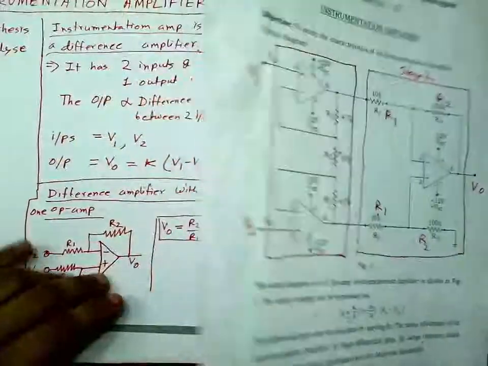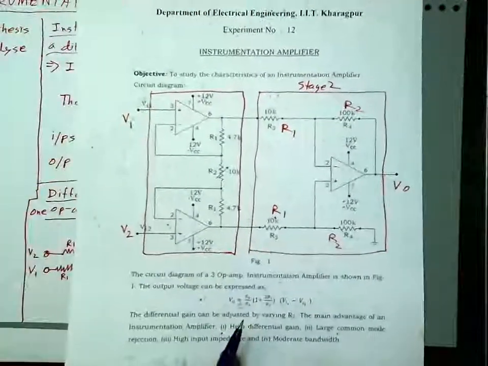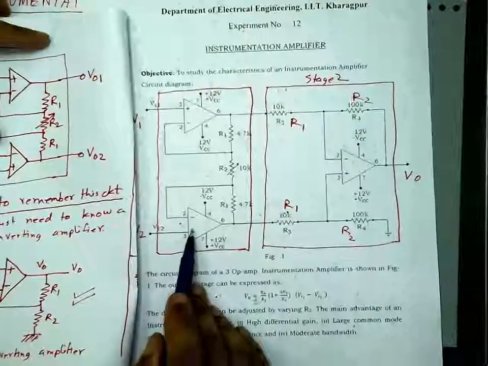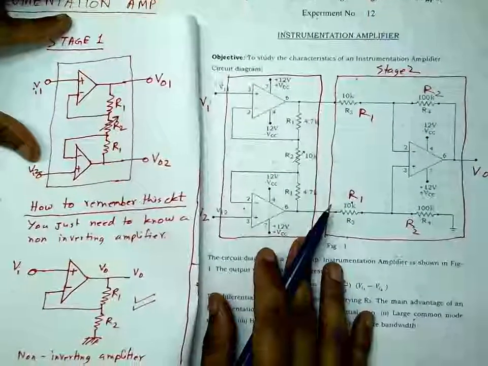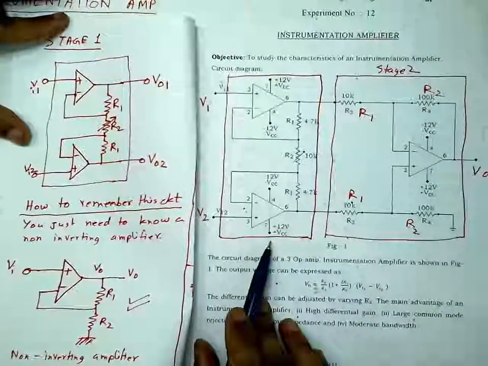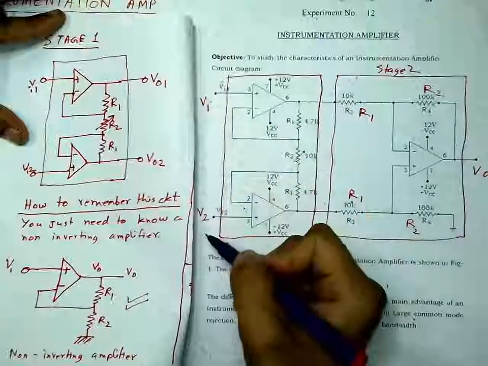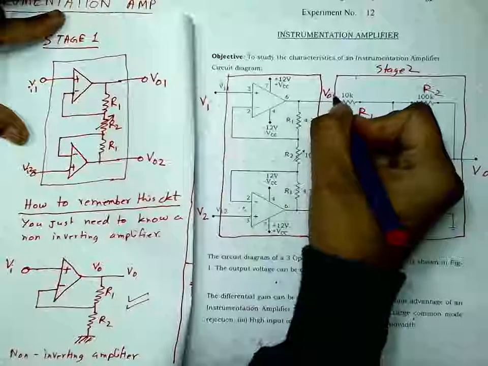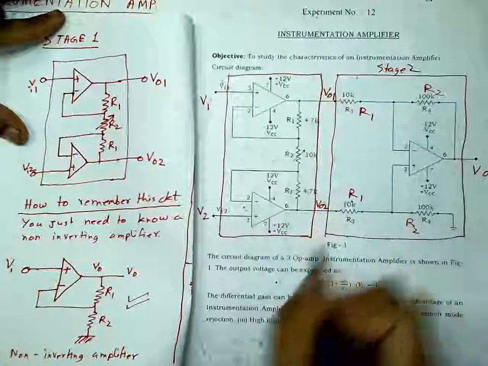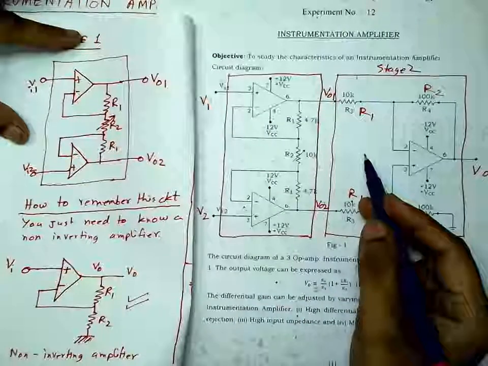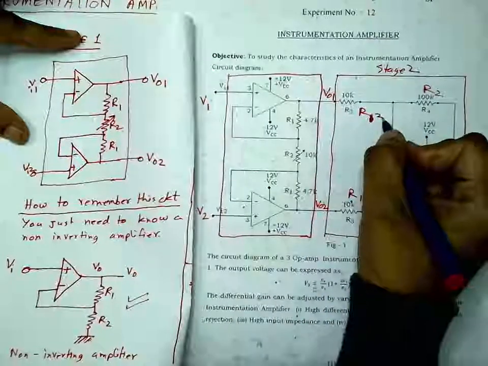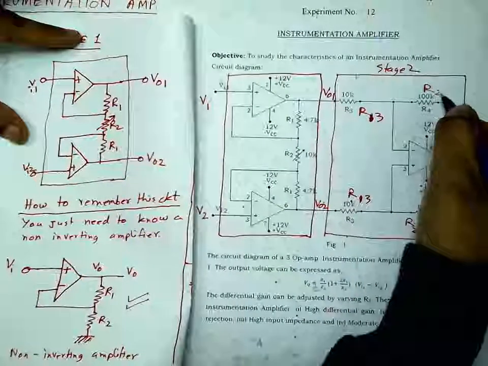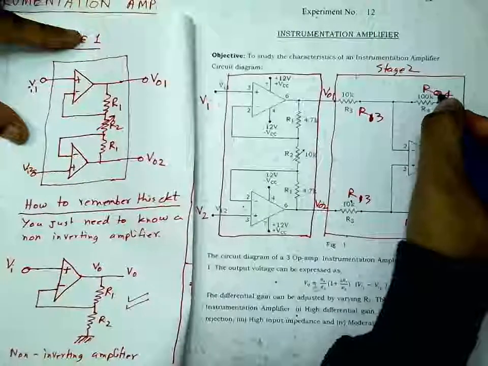Now this is my stage 1. So I have VI1, VI2, and this I'm calling VO1 and VO2. Instead of calling this R1, let me call it R3, because I have already used R1 for this here. And let me call this R4.